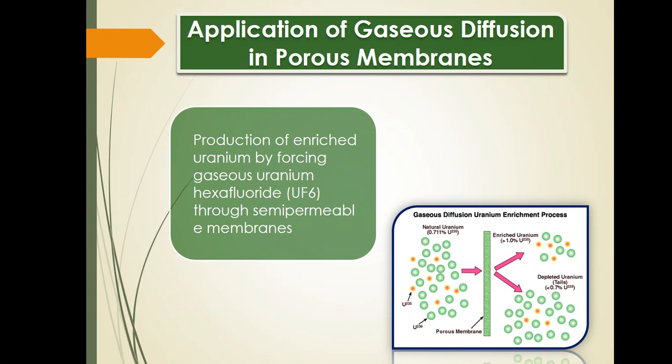Now, applications of gas diffusion in porous membranes include the production of enriched uranium by forcing gaseous uranium hexafluoride through a semi-permeable membrane. And that semi-permeable membrane is this membrane in the illustration. So you have the natural uranium here, which is 0.711% of the uranium isotope 235. Now, what you have on the other side are the enriched uranium and the depleted uranium tails. So, this is just one of the many applications of gaseous diffusion in porous membranes.